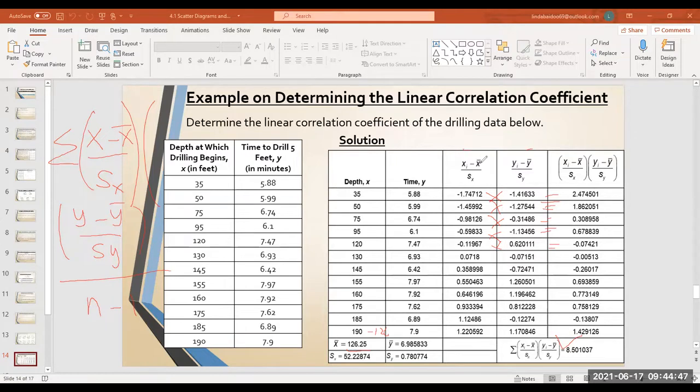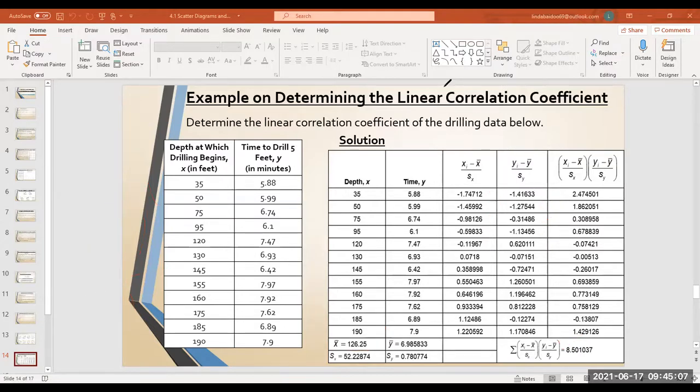So this was the first part of the formula. This is the second part of the formula. You can see we are multiplying. So because it's multiplying, we multiplied all these. We got this product. After getting this product, add all of them. That gives us this. And the last part of the formula says we should divide by n minus 1.